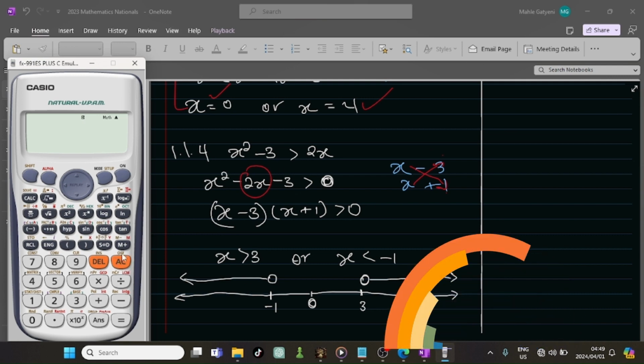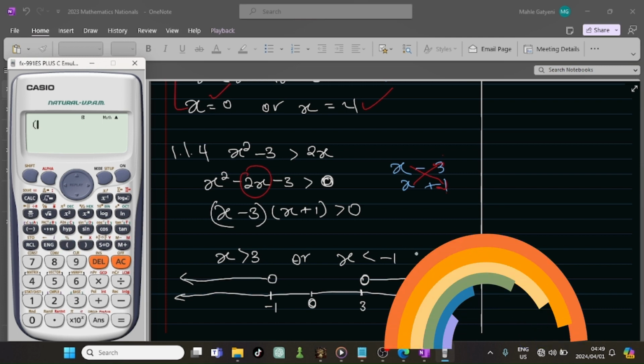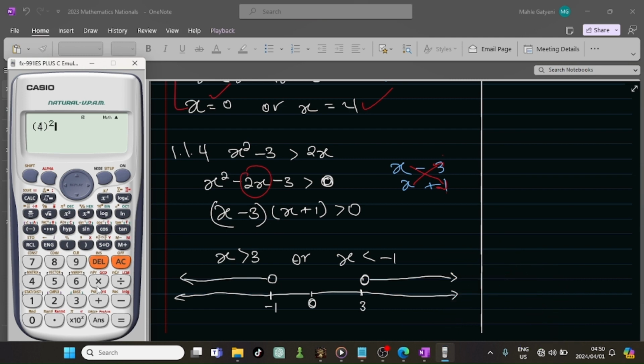So what you do now is say, let's try to prove when the value of x is greater than 3. Let's put 4 here. 4 squared minus 2 times 4 again, minus 3. So it does satisfy our equation because the value needs to be greater than 0, which means it's correct, right?